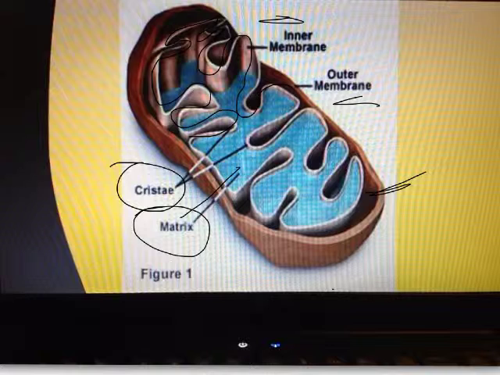Now, glycolysis, that we learned about last week, happens anywhere in the cell, well, really in the cytoplasm, whereas Krebs cycle is in the matrix. Again, that's a typical exam question. Where does Krebs cycle occur? In the matrix, whereas glycolysis is in the cytoplasm.